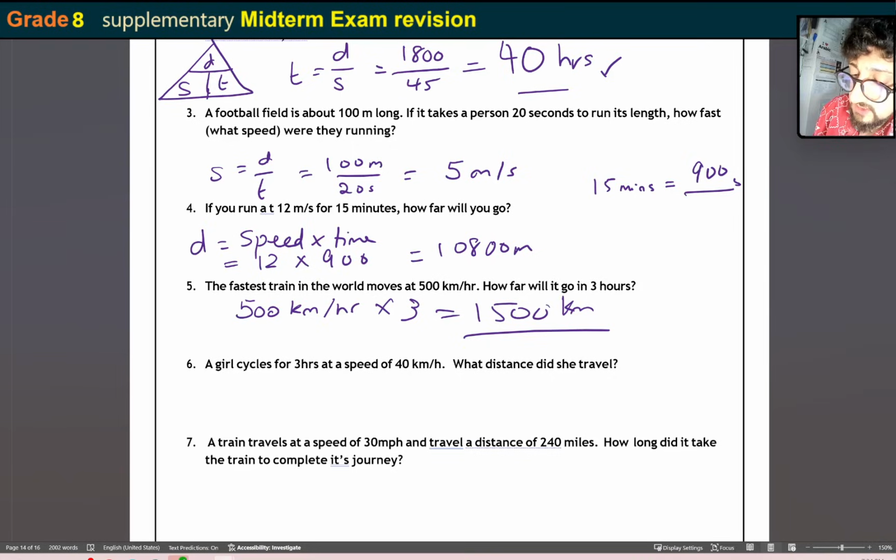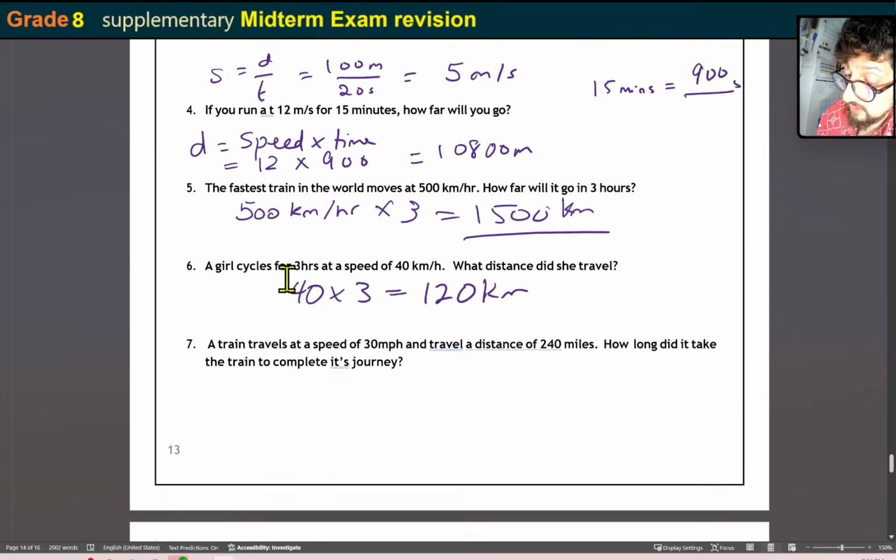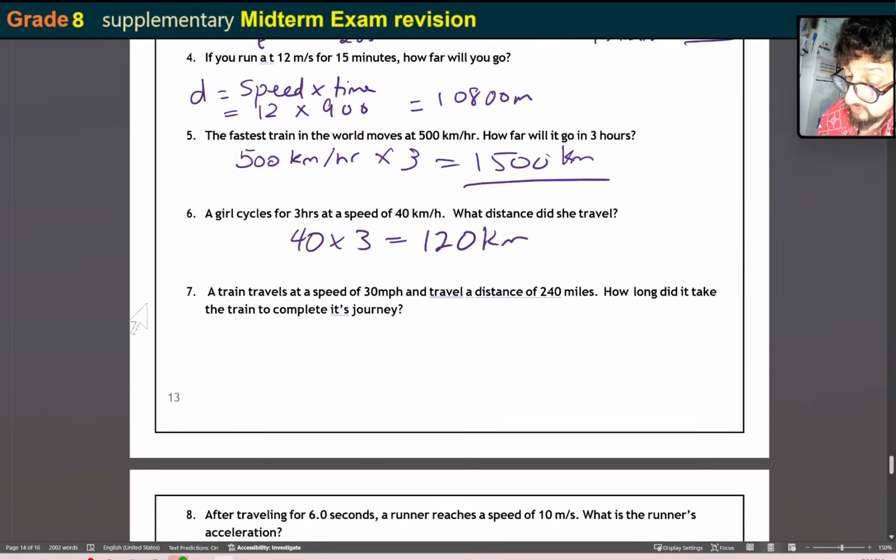Once again, we're looking for distance, so distance is going to be equal to speed times time. So 40 times 3, because that's in hours and that's in hours, that's fine. So it's 40 times 3, which is 120 kilometers, which is a lot for somebody on a bicycle.